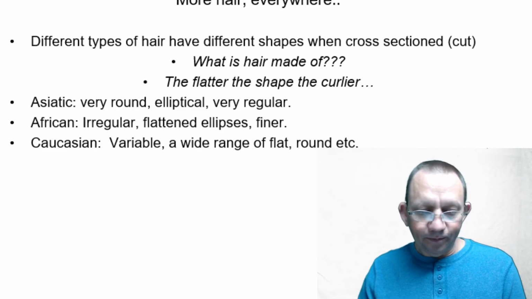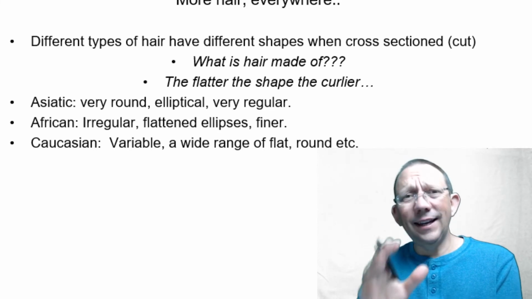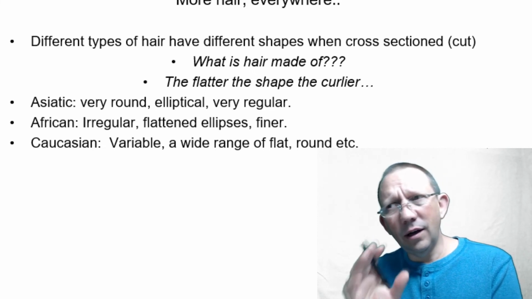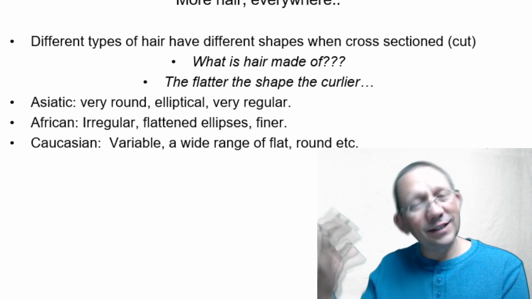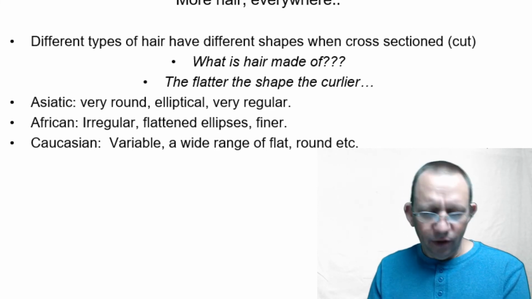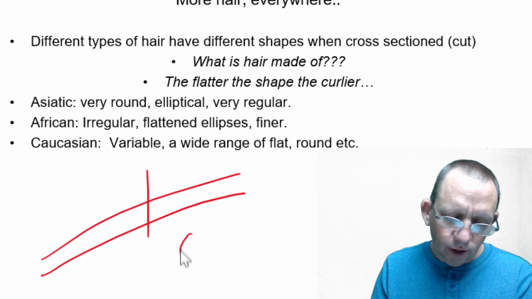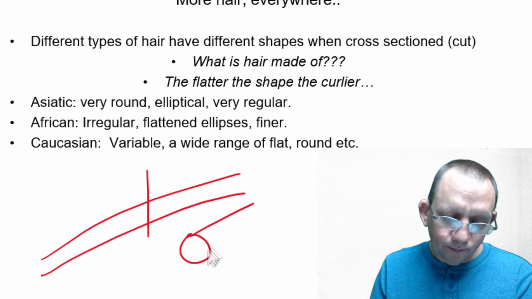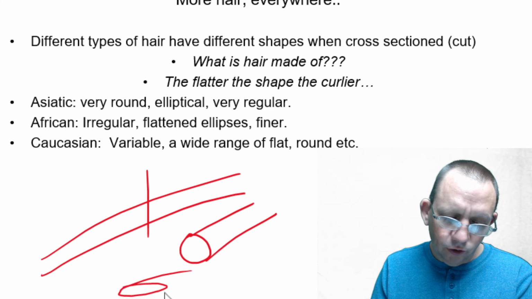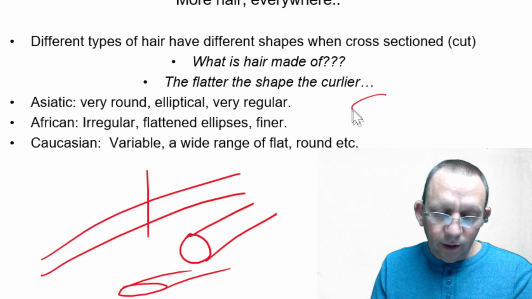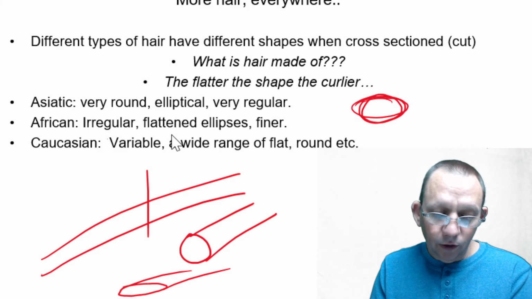Different types of hair. Hair is again a keratinized tissue, and it isn't really hollow, but it's very porous, and you can get a lot of stuff to stay in it. The flatter, the curlier. If we take a hair and cut it, we're going to have a cross section. If it's very round, it's going to be very straight. If it's flattened out, it's going to be very curly. Asian hair is very round, elliptical, very regular. And African hair, irregular, flattened ellipses.